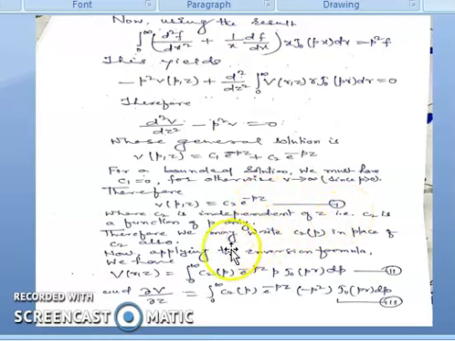Now again we apply the inversion theorem, and we get V(r, z) = ∫ from 0 to infinity of c2(p) e^(-pz) p J0(pr) dp. This is equation number 2, and ∂V/∂z = ∫ from 0 to infinity of c2(p) (-p²) e^(-pz) J0(pr) dp. This is equation number 3.